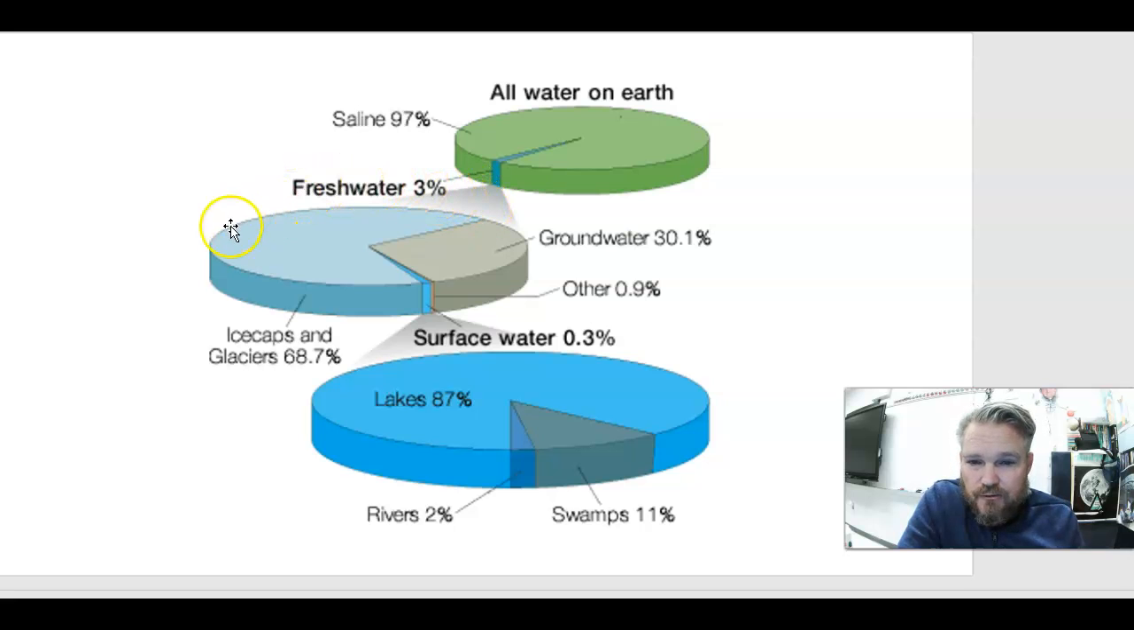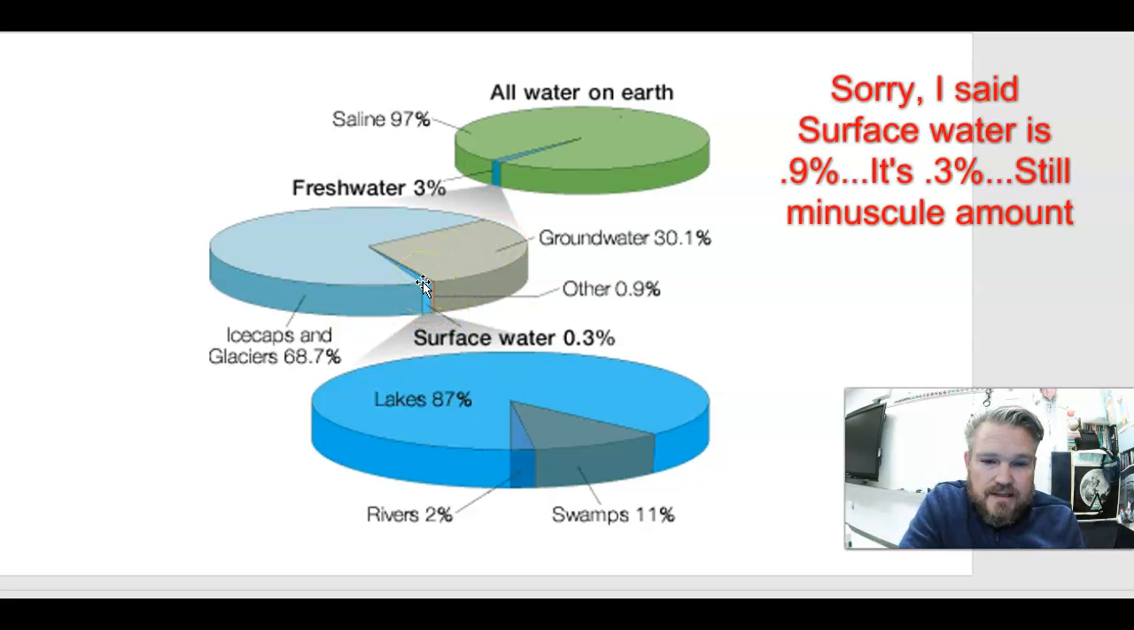So if we look at the fresh water, of the 3% fresh water that we have, notice that 68.7% of it is trapped in ice caps and glaciers. 30% of it is trapped underground in those aquifers. So notice that almost 100% of it is in places that are hard to get to, right? And then surface water like lakes and rivers comprises only 0.9% of that 3%, right? So a very little amount of water on Earth is available for us to just grab and use.